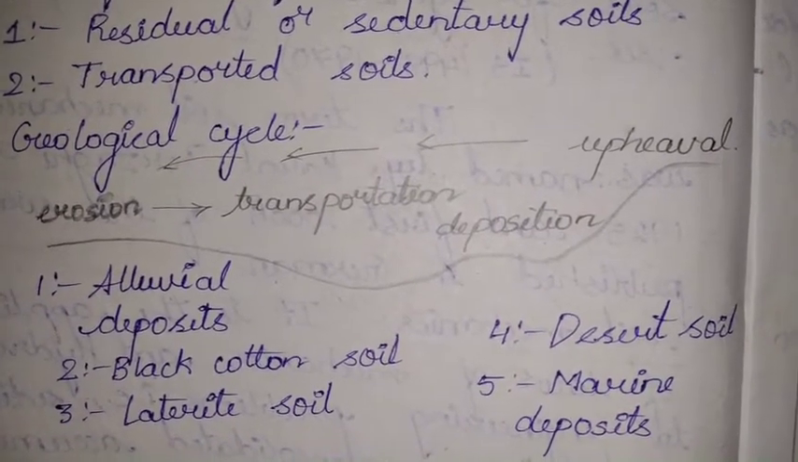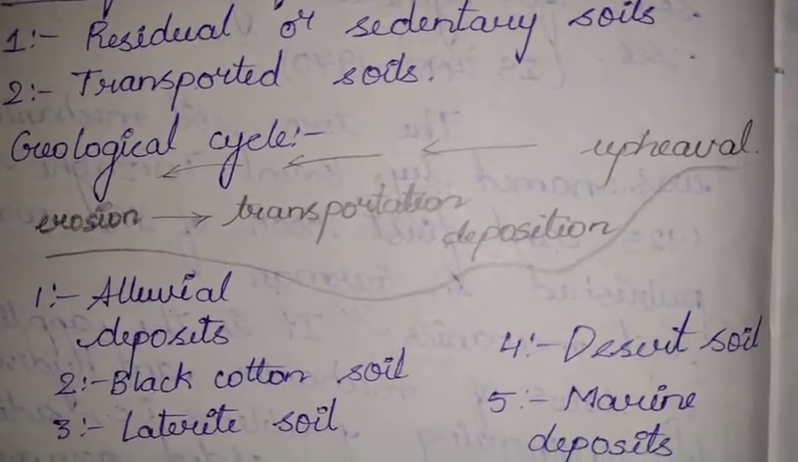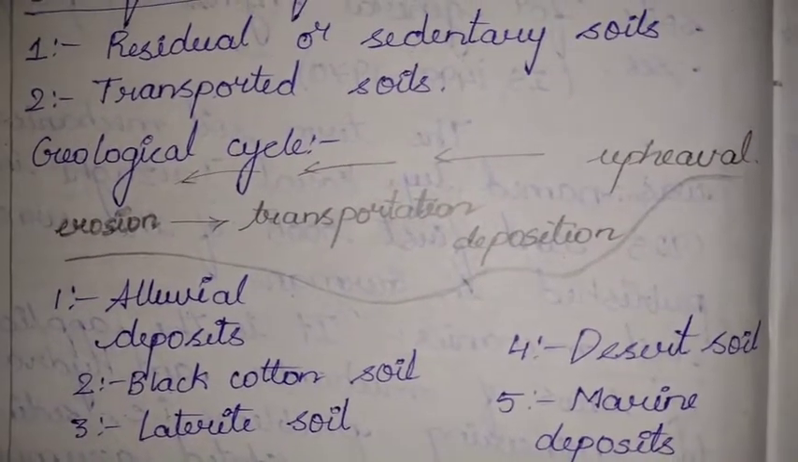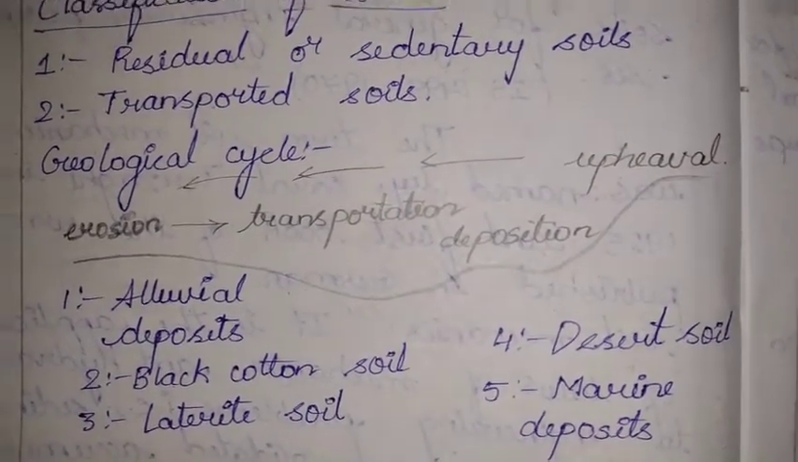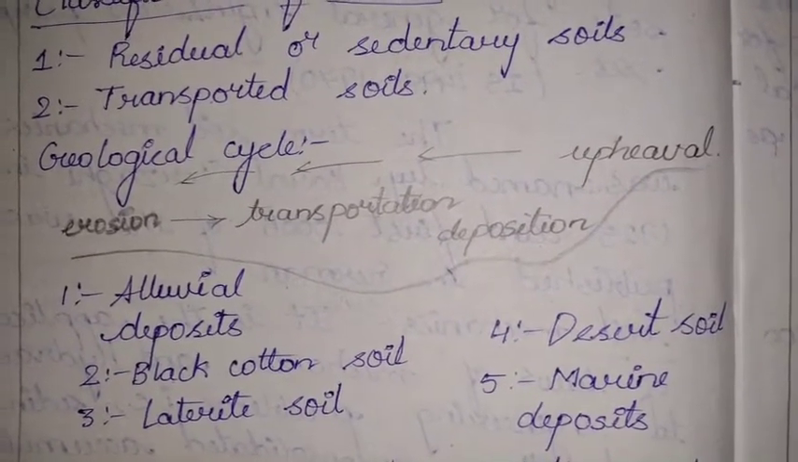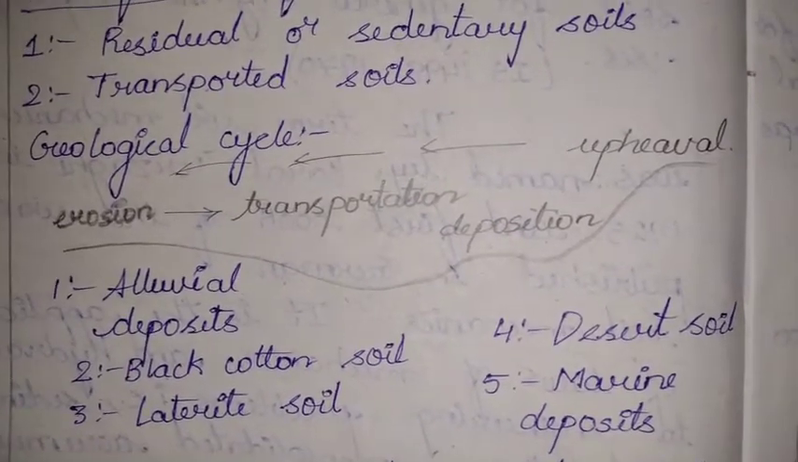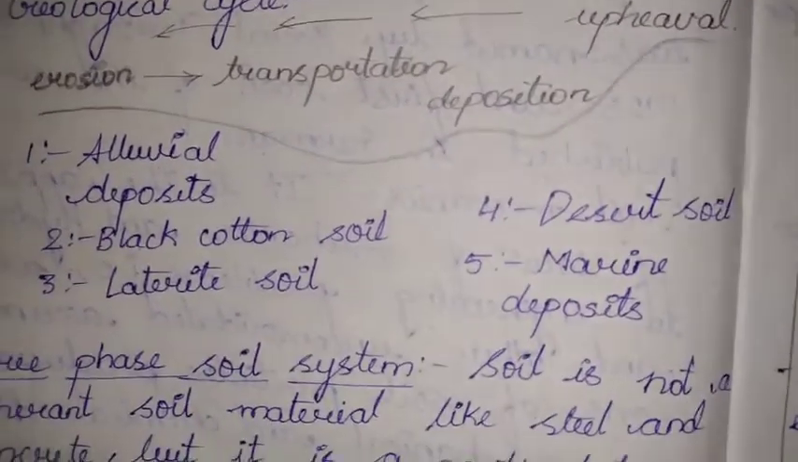This is a geological cycle. Firstly, it is erosion, by which it is getting transported from the origin. In some area, it is getting deposited, where if it is more in quantity, there will be some upheaval. Again, by transportation, it is getting back to the origin. This is a geological cycle.